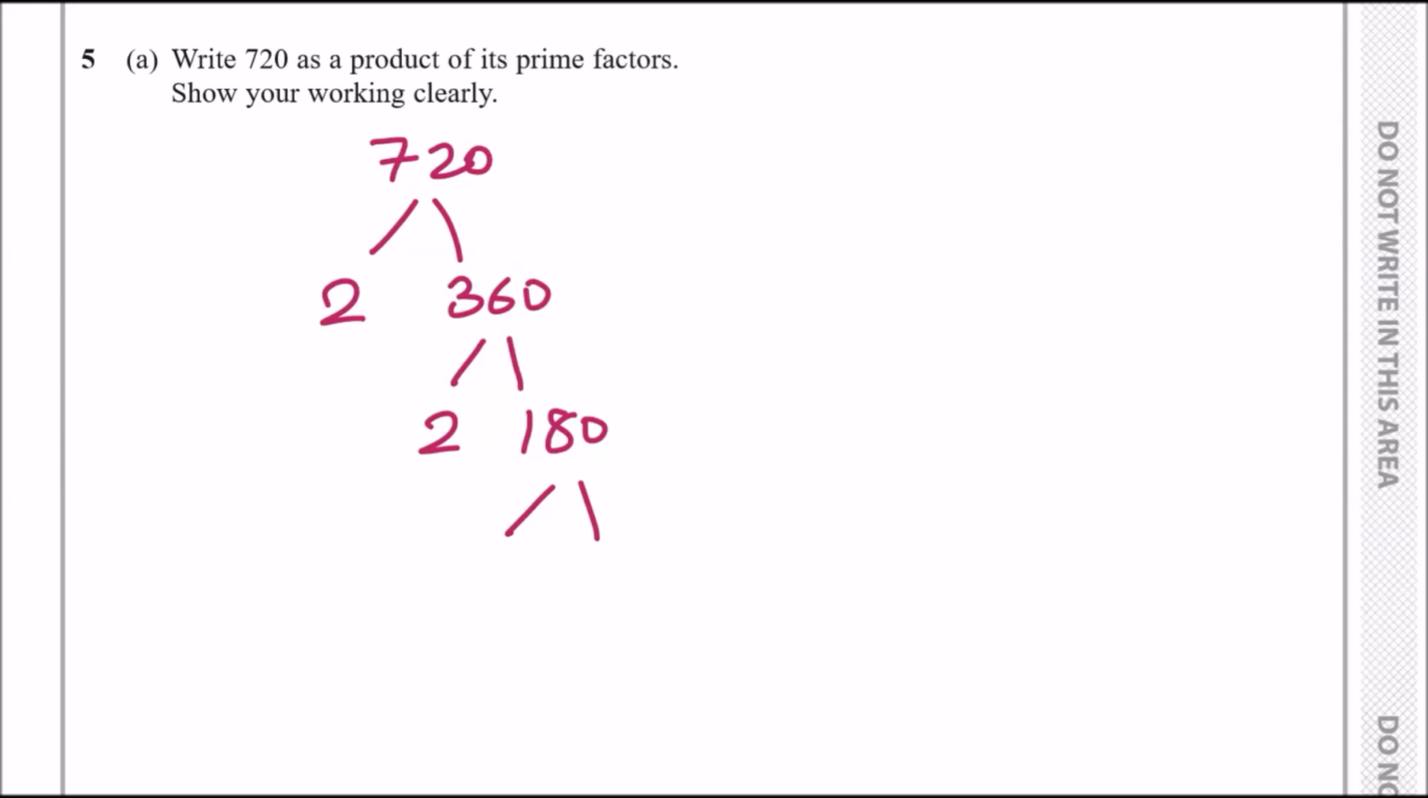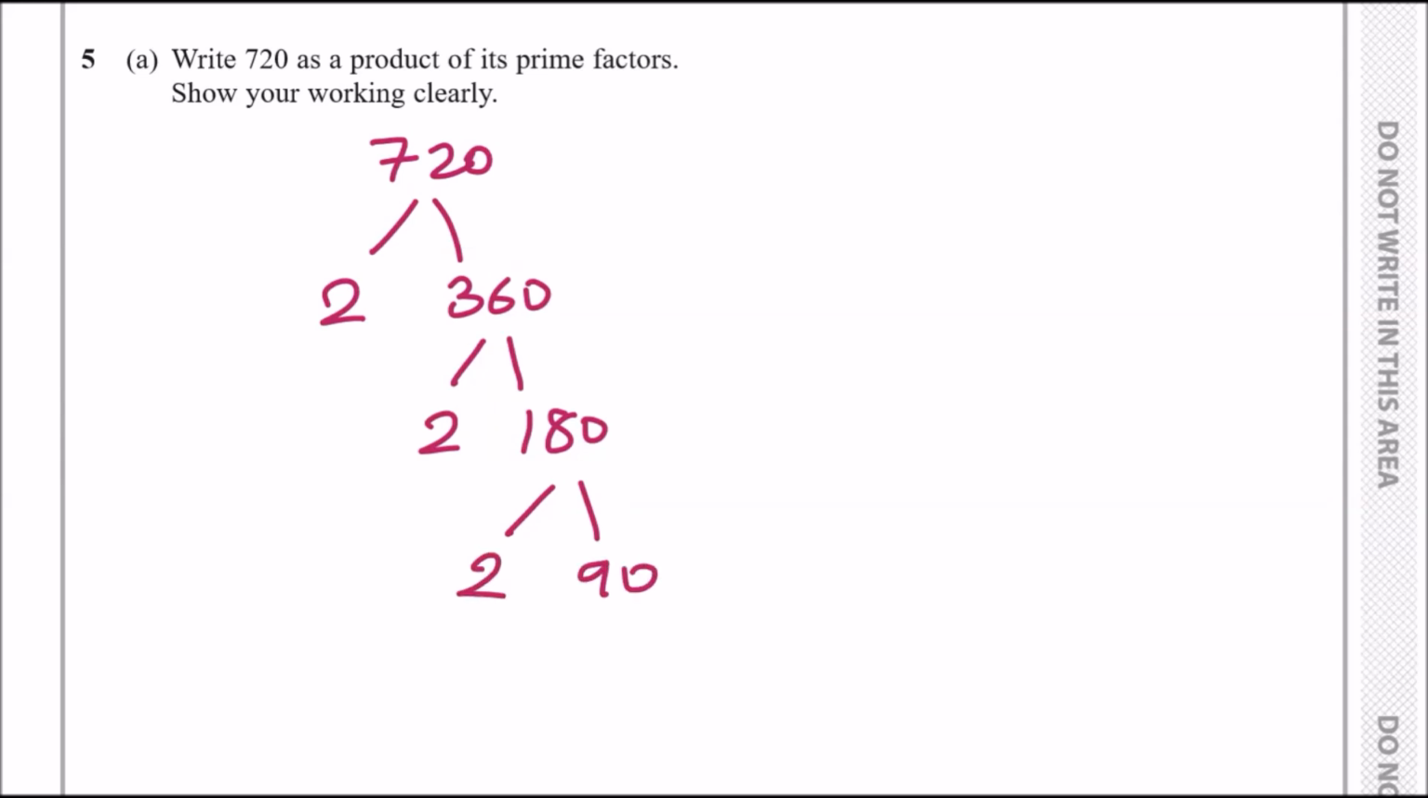Okay, number 5. Part A, write 720 as a product of its prime factors. Show your working clearly. This means you just got to use the factor tree and keep breaking it down into primes. So let's start off with 720 as it suggests. To go down, always try and divide by 2 first if you can. Dividing by 2, you get 2 and 360. Use a calculator if you're not sure. Halving this again, you get 2 and 180. Dividing this by 2 again, you get 2 and 90. So far it looks good.